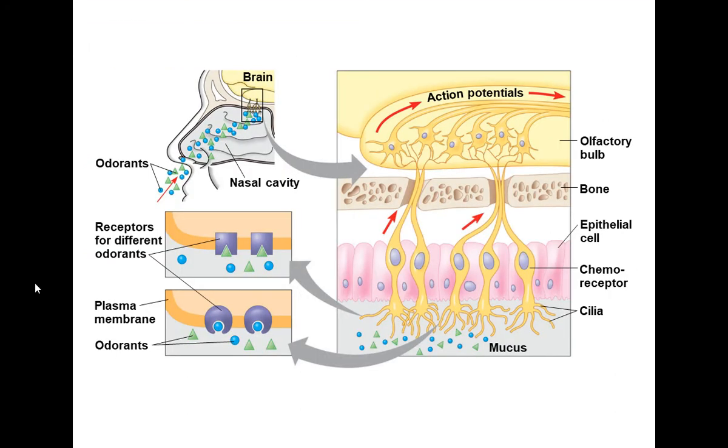So there's your odorants moving into the nasal cavity. As the odorants move in, you can see that there are different receptors depending on the odorants that are present. Once they have bound to the receptors, again, they're going to send off that signal transduction, which is going to generate the action potential, which will then move into the central nervous system.